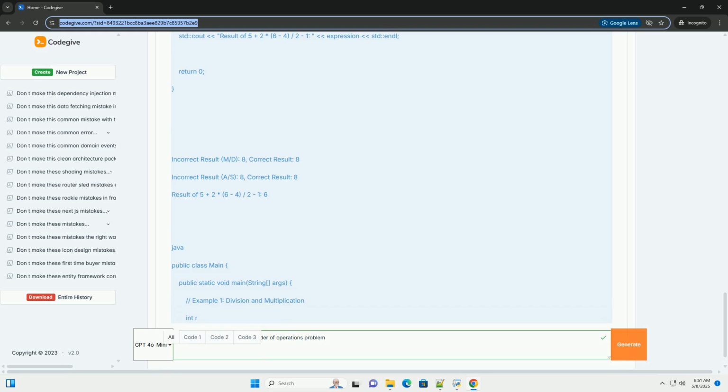Exponentiation, right to left. Unary plus, minus, bitwise not, right to left. Asterisk, slash, double slash, percent: multiplication, division, floor division, modulo, left to right. Plus, minus: addition, subtraction, left to right. Bitwise shift operators, left to right. Bitwise AND, left to right. Caret, bitwise XOR, left to right. Pipe, bitwise OR, left to right.